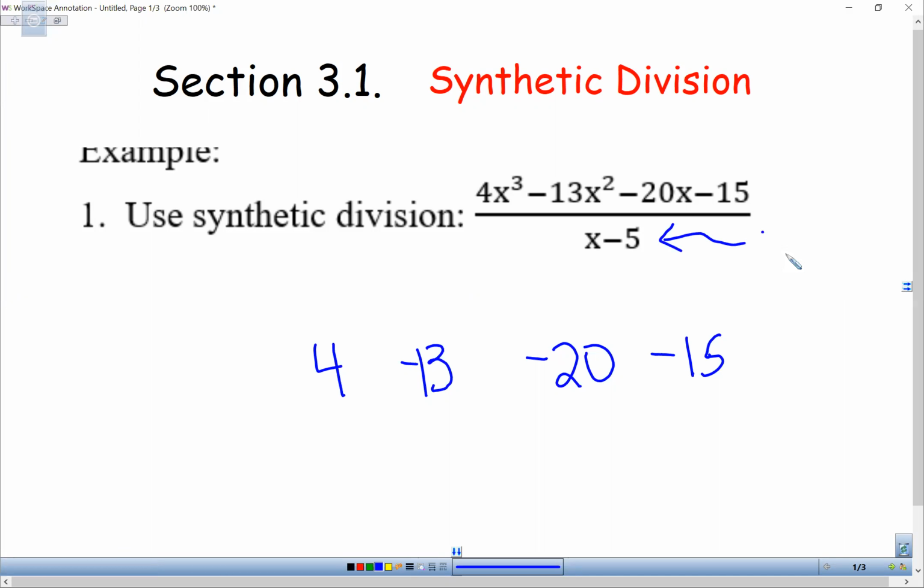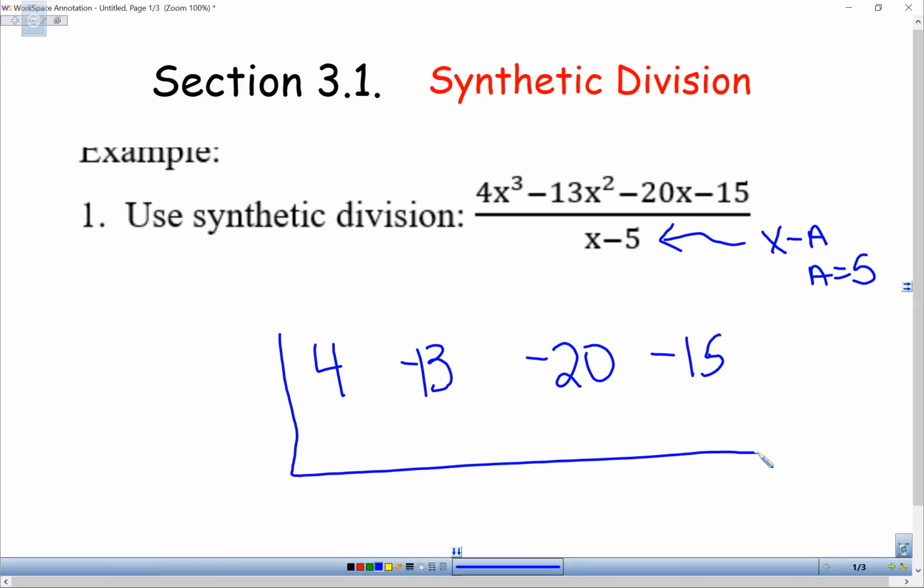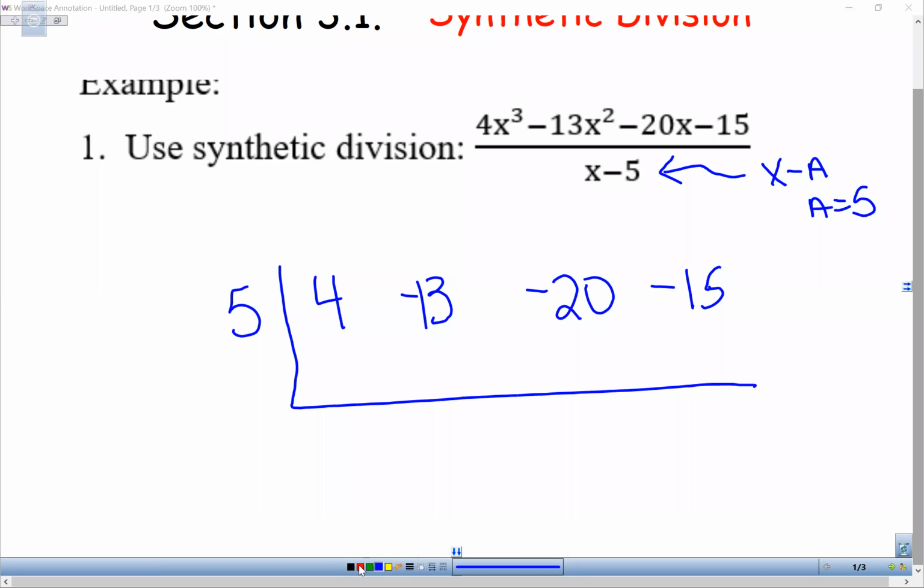So our divisor will always be in the form of x minus a. So since this is a minus, a is just equal to 5. If it were a plus, then it would be negative 5. So if you remember, your process for this is you add going down, and then you multiply the bottom number going up. So there's nothing under the 4 to add, so we're going to bring the 4 down.